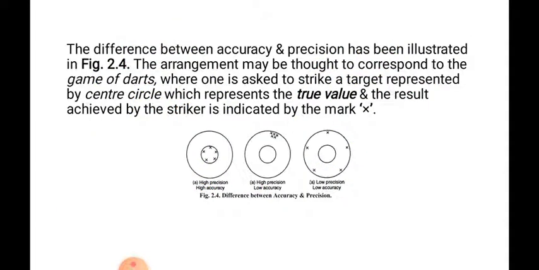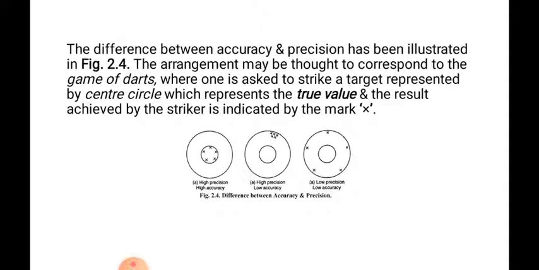Now what is the difference between accuracy and precision? That accuracy and precision has been illustrated in the following figure that we have understood on the previous slide. The arrangement may be thought to correspond to the game of dart, where one is asked to strike a target represented by the center circle, which represents the true value. That central concentric circle represents the true value, and the result achieved by the striker is indicated by the cross marks.